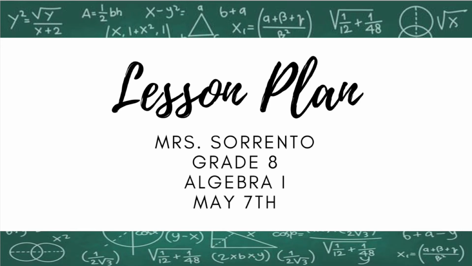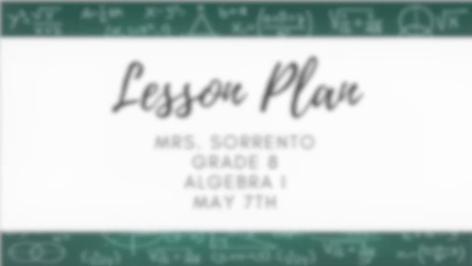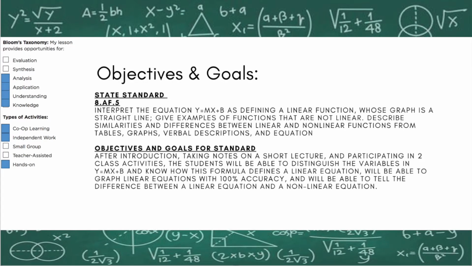This is the lesson plan that I've created for 8th grade Algebra 1. The standard that I chose is based around learning the slope-intercept formula of a linear equation and comparing linear equations to nonlinear equations. After this lesson, students will know the variables in this formula, they will know how this formula defines a linear equation, we'll be able to graph linear functions, and we'll be able to distinguish between linear and nonlinear equations. The exact state standard that I chose for this lesson was 8.AF.5.